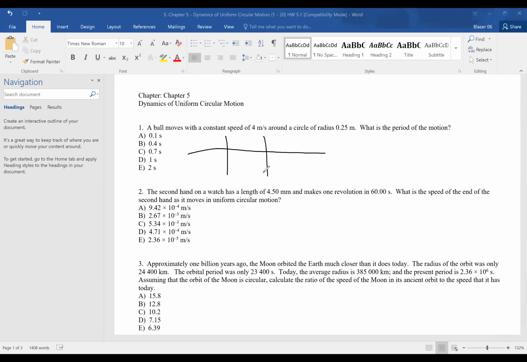So this problem says a ball moves with constant speed. So we're given the speed. Around a radius of 25 meters. What is the period? We're looking for T. Okay, so use your calculator to solve for T and show me which of these answers is T.